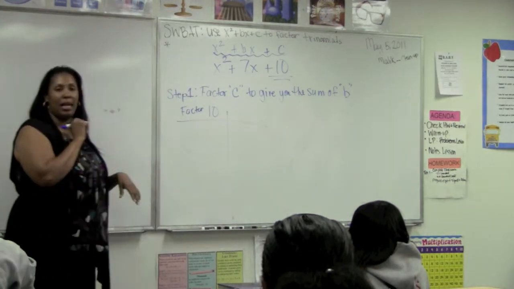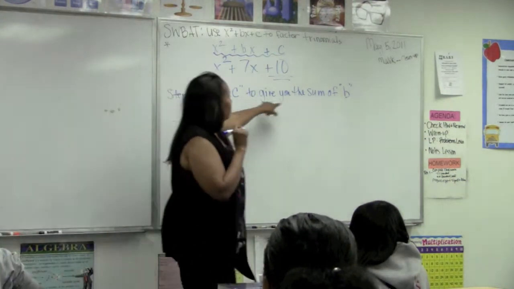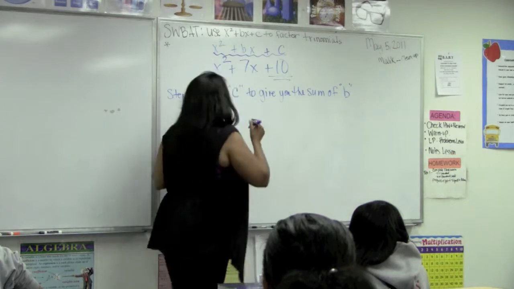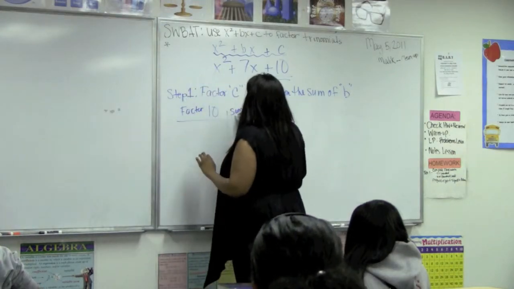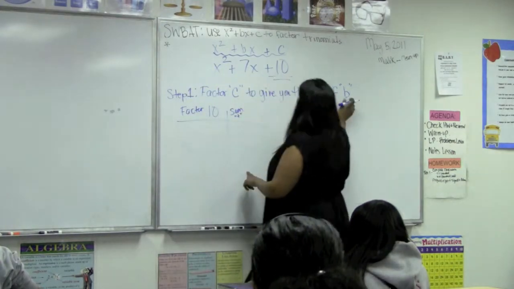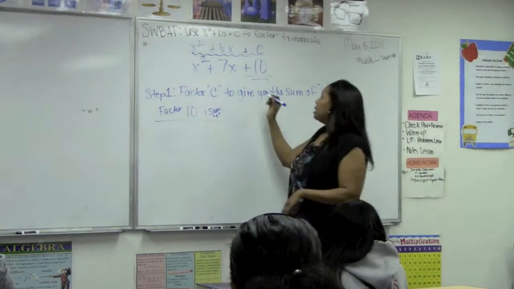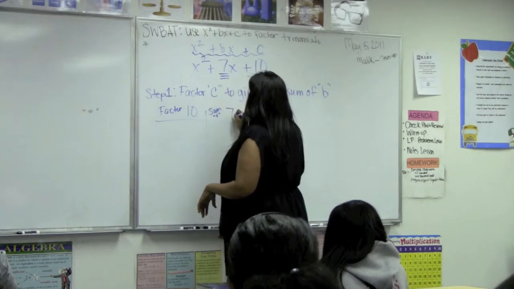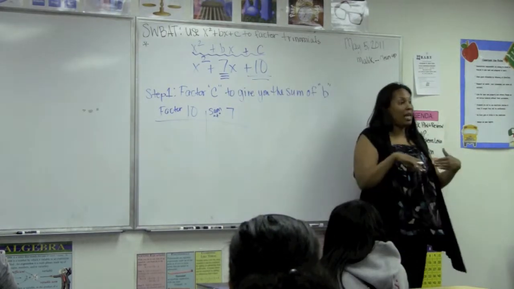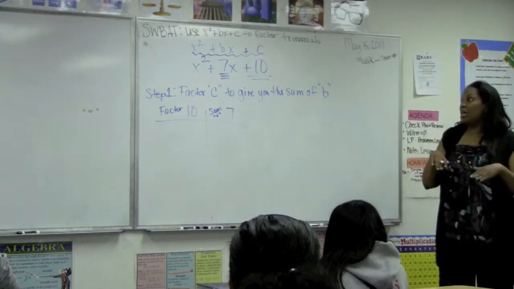Does everybody understand that? To give you the what? The sum of b. And we know that sum is what? Addition. What's my b here? 7. My b is 7. So we're going to factor out 10 to give me 7.